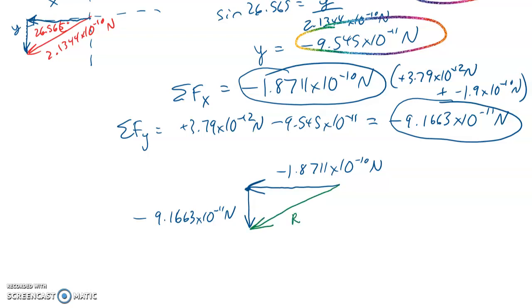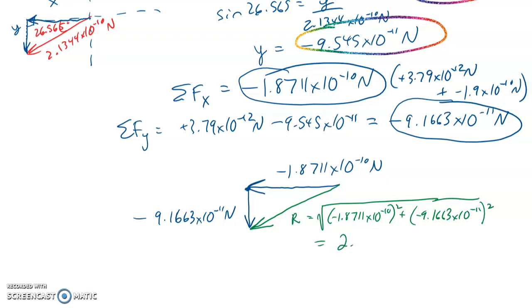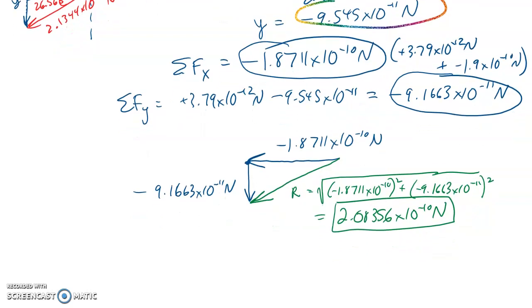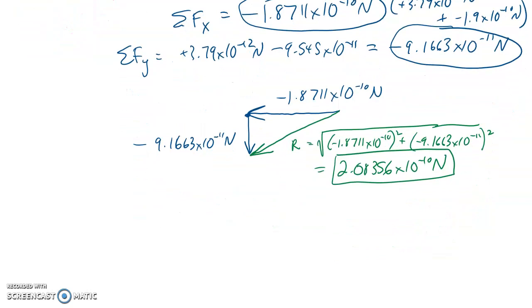The magnitude is the hypotenuse of that, so it's going to be the square root of negative 1.8711 times 10 to the negative 10 squared plus negative 9.1663 times 10 to the negative 11 squared. And when I do that on my calculator, I get 2.08356 times 10 to the negative 10th newtons. That is the answer to question number 42. They're asking for the magnitude of the net force. So you're done at that point.